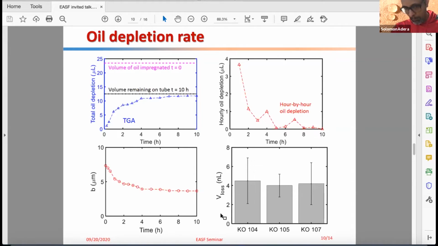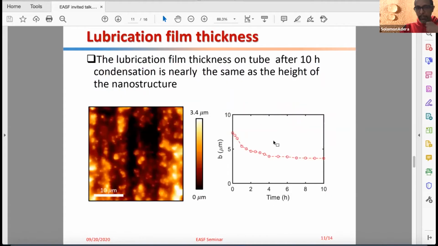And one thing that we observed is we varied the viscosity of the oil. We used different oils, Krytox 104 to 107. The variation in viscosity is an order of magnitude between these two. And we saw almost no difference in the amount of volume that's depleted during our condensation experiment. And importantly, this lubrication film thickness that I found from the TGA measurement flattens out at about 3.7 micrometers.